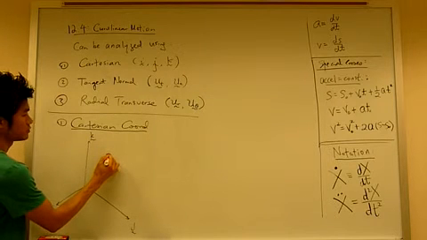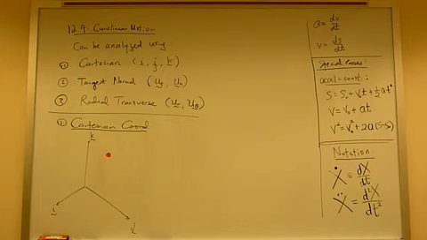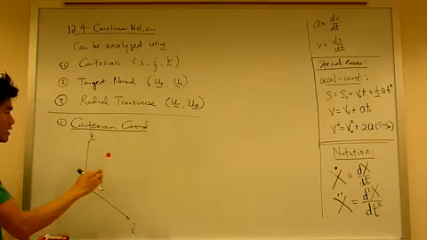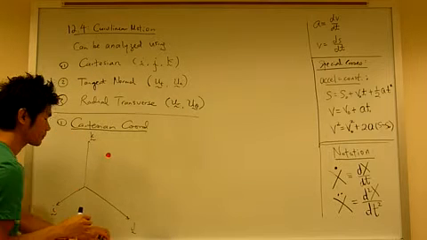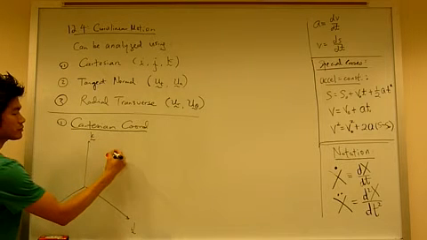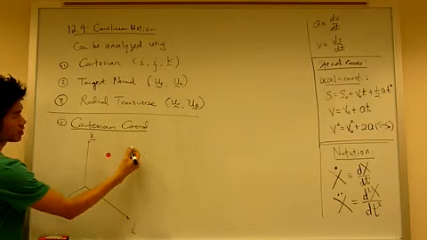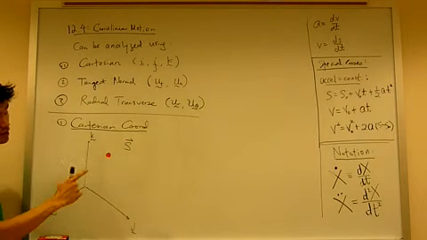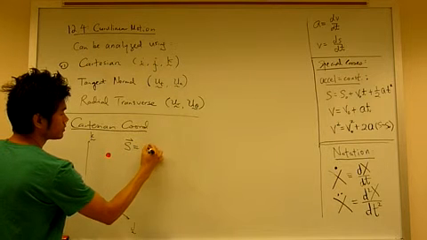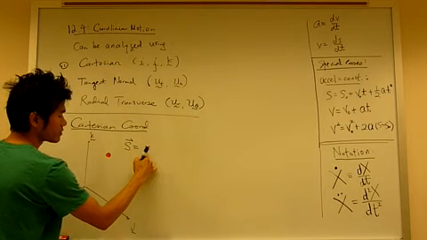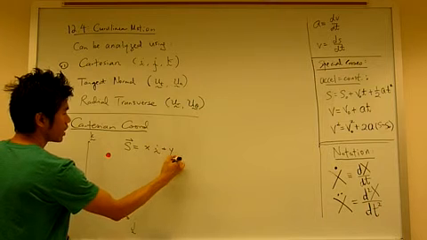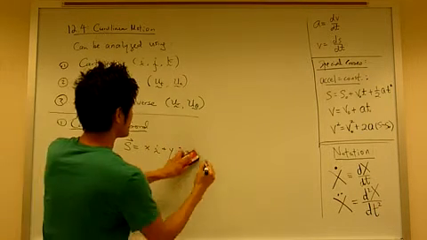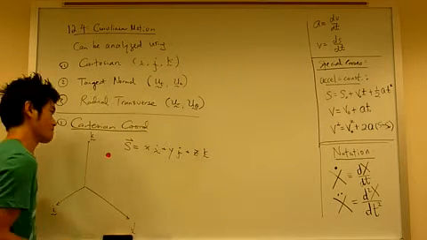Now we have a particle traveling along a curved path. At any given instant in time, we can describe the position of the particle as the position vector r, which equals the x coordinate times i, plus the y coordinate times j, plus the z coordinate times k.